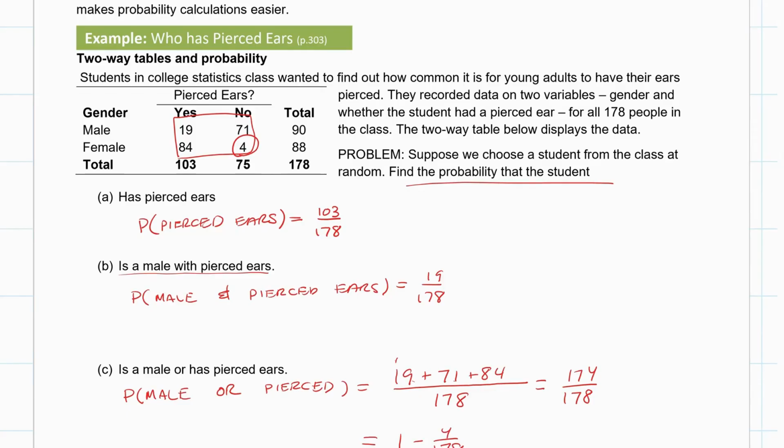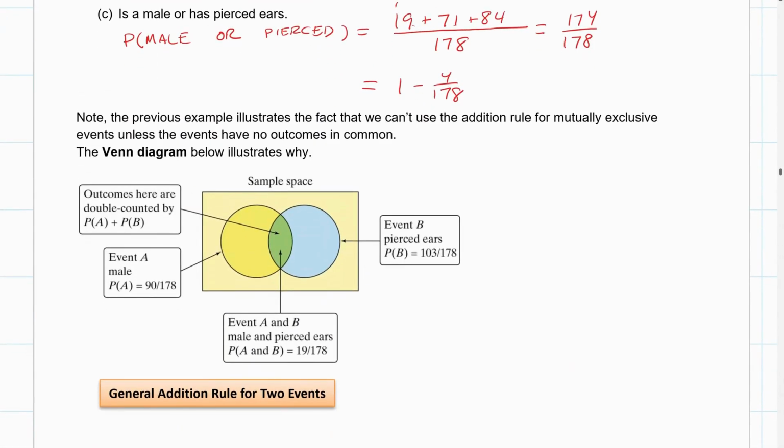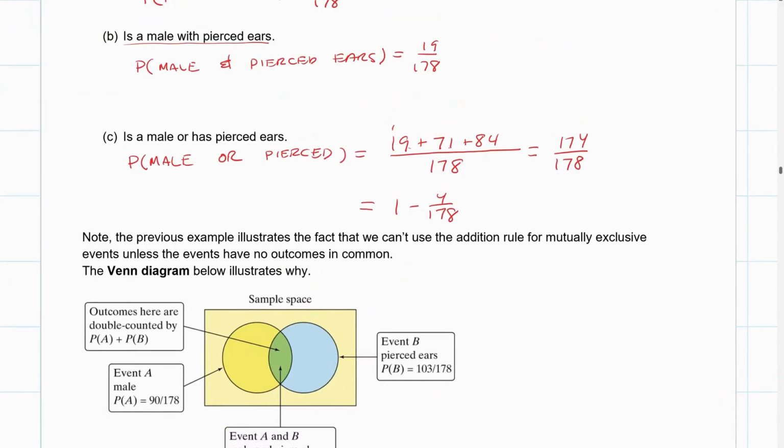All right. Note in the previous example that we can't use the addition rule. Why? Well, because being male and having pierced ears is not a mutually exclusive event. They have something in common. In fact, if they were mutually exclusive, then the probability of them both happening at the same time would be 0, but it wasn't. It was 19 out of 178.